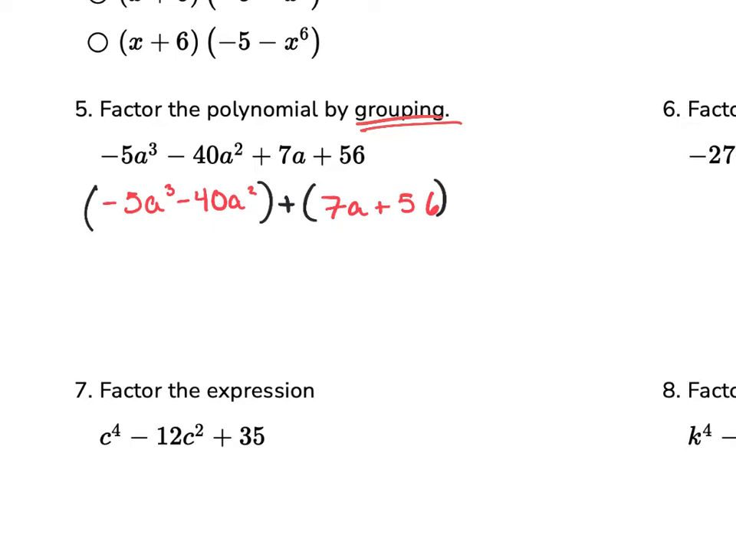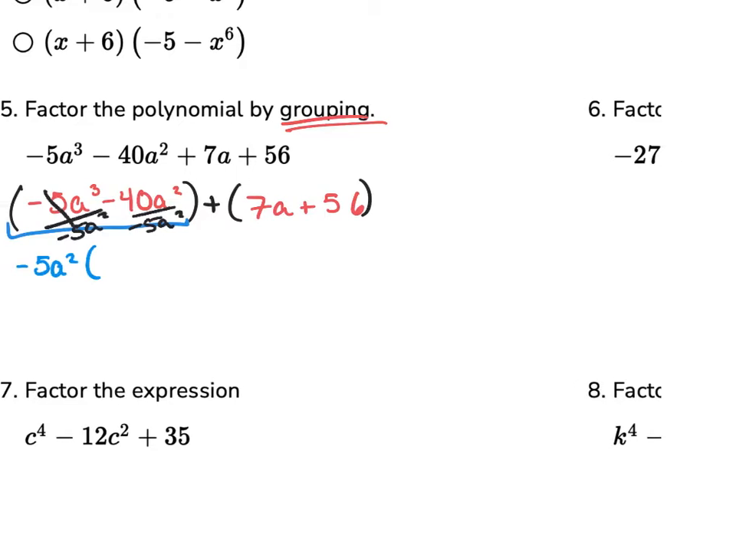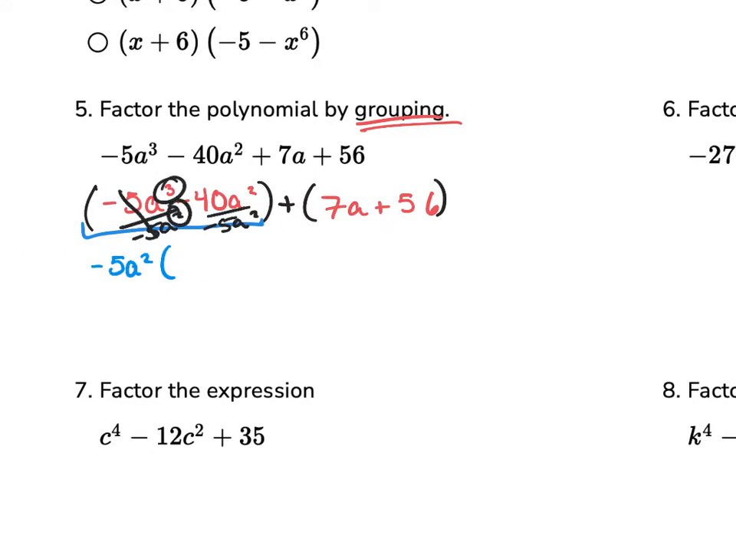Then you GCF the first group. So you check your numbers here. Divisible by -5, both of these are. And we can take out an a squared. So we'll put a -5a squared out front. And what do I have left in here? When I divide these by -5a squared, the common factor I'm pulling out of both of them, -5 over -5 is 1. A cubed over a squared leaves me a. 40 over 5 is 8. It'll be a plus 8. And a squared over a squared cancel.